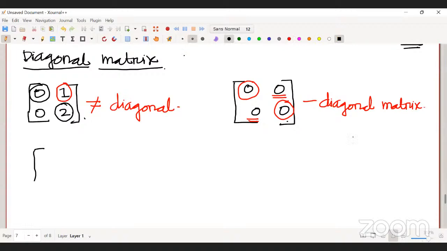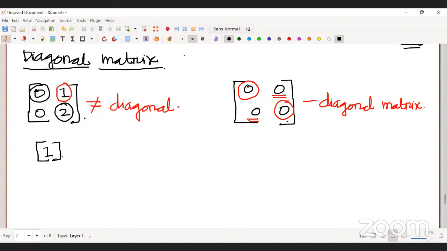Sir, is a 1 by 1 matrix a diagonal matrix? A 1 by 1 matrix contains only one singleton element. Yes, it's always a diagonal matrix because this matrix doesn't have any non-diagonal entries, so I don't have to check anything. The definition says a square matrix is a diagonal matrix if all the non-diagonal entries are 0. Since this matrix doesn't have any non-diagonal entries, this condition is vacuously true.